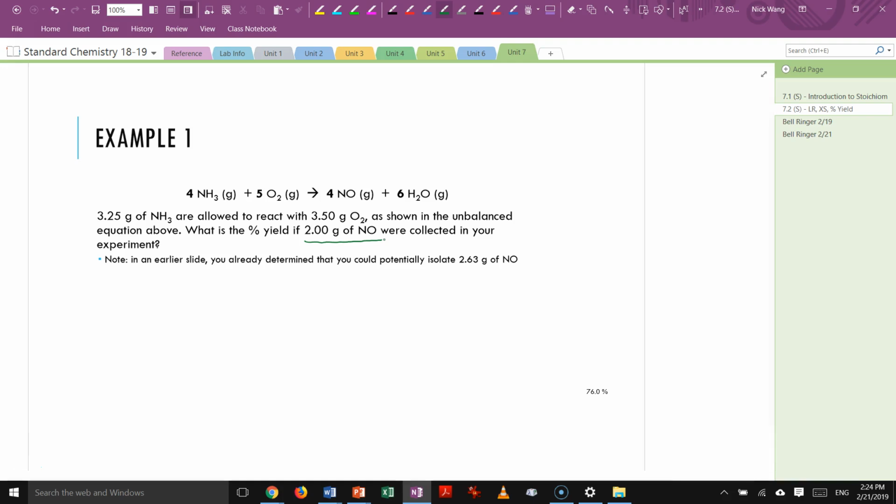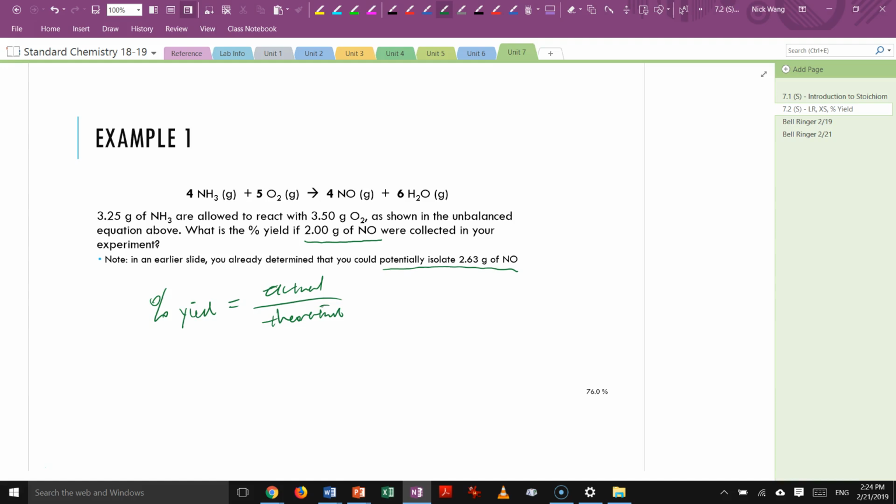One of the nice things included for this prompt is that in an earlier slide, you'd actually worked this out already. You determined that you could potentially isolate 2.63 grams of NO. So let's take a look at what the problem's asking you. It's asking you for a percentage yield. So percent yield is that formula of actual over theoretical. That's effectively what the formula boils down to. And of course, if you want to write it times 100%, you're welcome to. I'm going to leave it off because I assume that you can go back and forth between decimals and percentages.